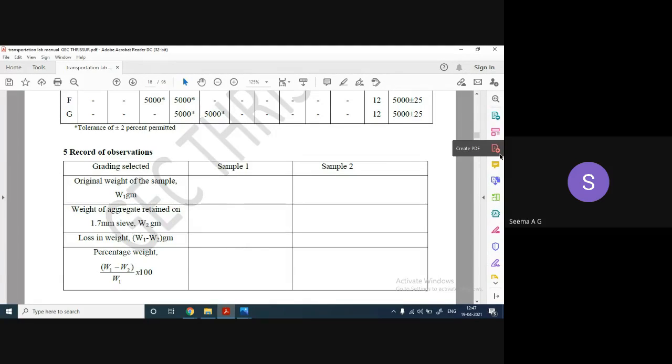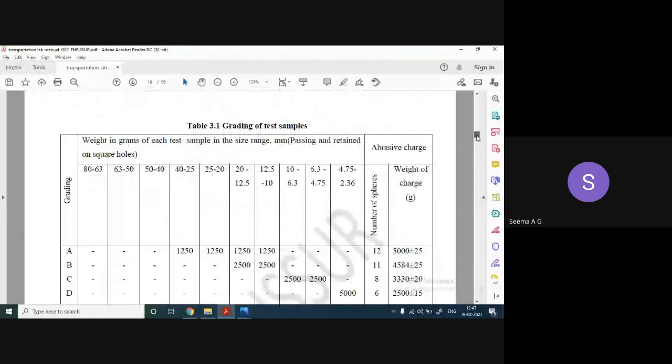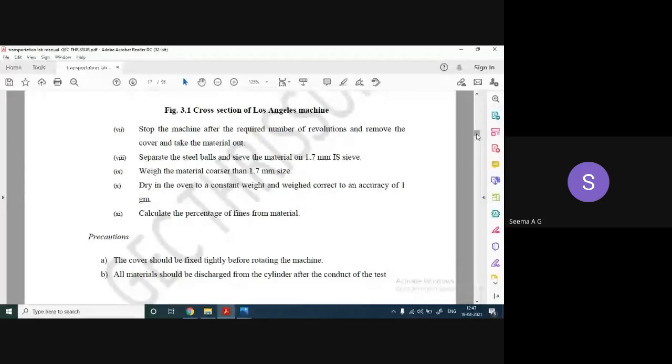The apparatus required for the experiment is only the set of sieves, the weighing balance, the Los Angeles abrasion testing machine, and the oven. These are the only apparatus required for the experiment. It's a very small experiment, but you have to do a lot of work while doing it.